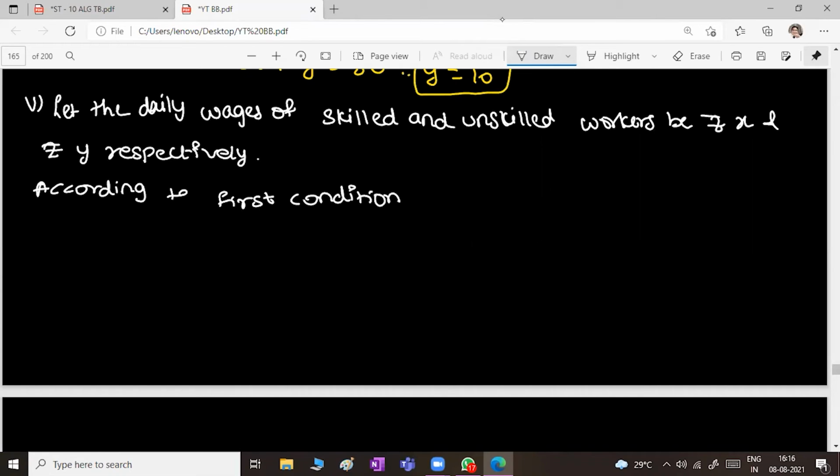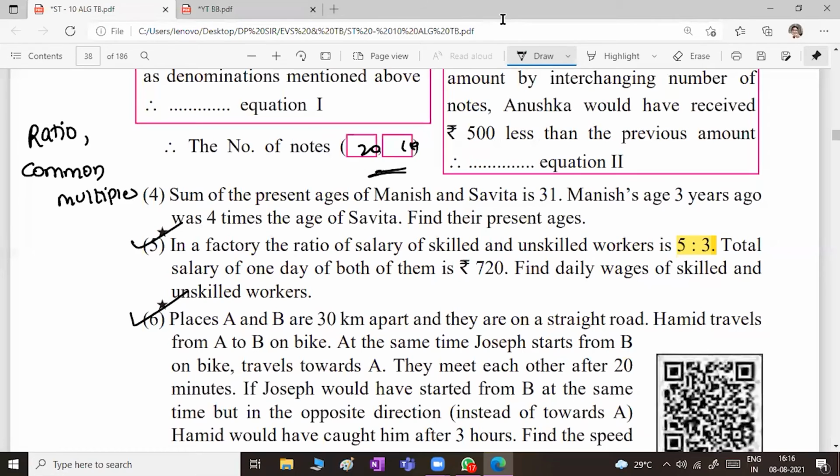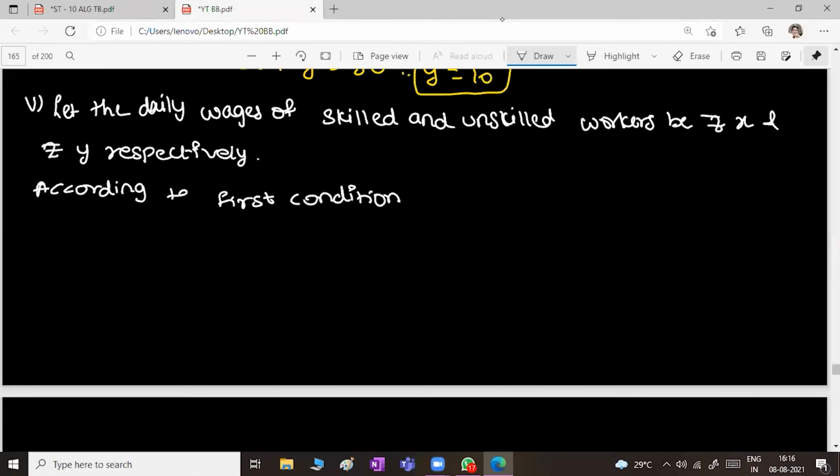So according to the first condition, what am I going to get here? काय भेटणार? Total salary of both of them is 720. मतलब total salary of both of them ना is 720. So what will be my first condition?